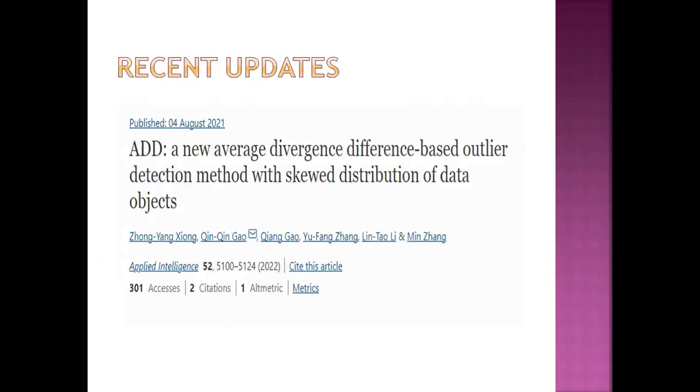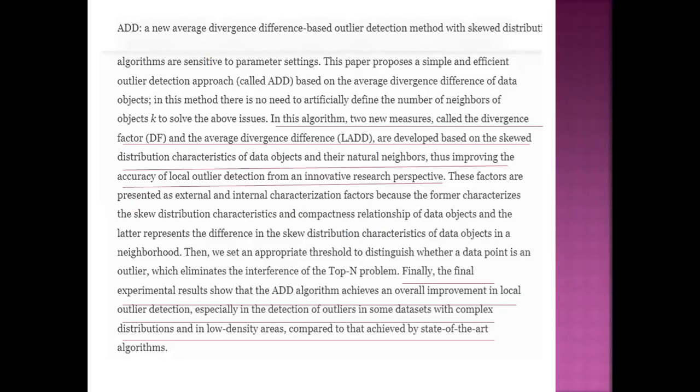Now come to the recent advance. This is an article which was published in 2021: ADD, a new average divergence difference based outlier detection method for the skewed distribution of data objects. In this article, we can see that two new measures called the divergence factor and average divergence difference are developed based on the skewed distribution characteristics of data objects and their natural neighbors, improving the accuracy of local outlier detection from an innovative research perspective.